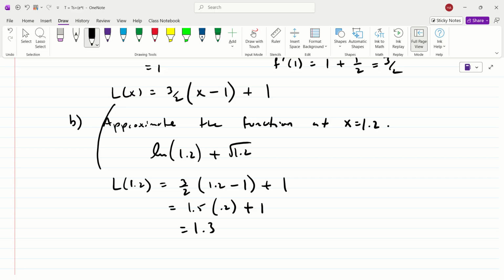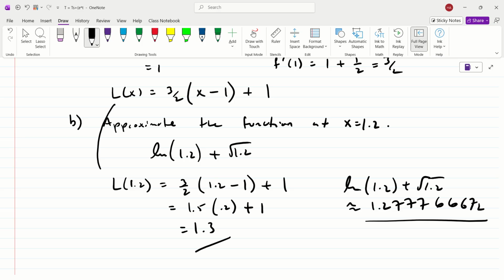If you were to type in natural log of 1.2 plus the square root of 1.2 into your calculator, the calculator will give you approximately 1.2777666672. Are these two numbers close to each other? They sure are. So this number is a pretty good approximation to the value of our function.